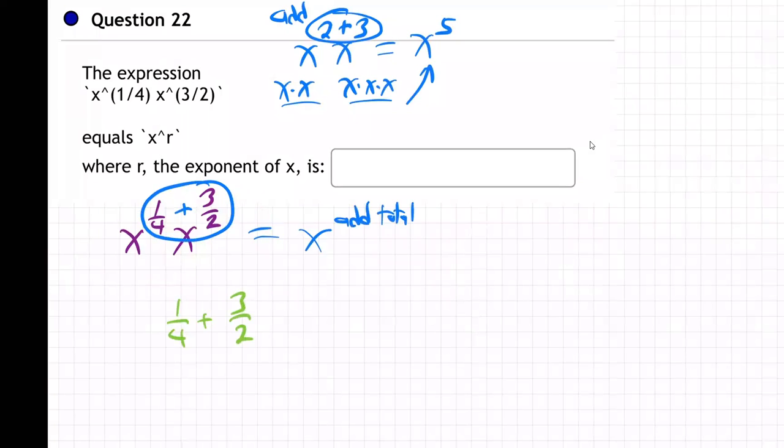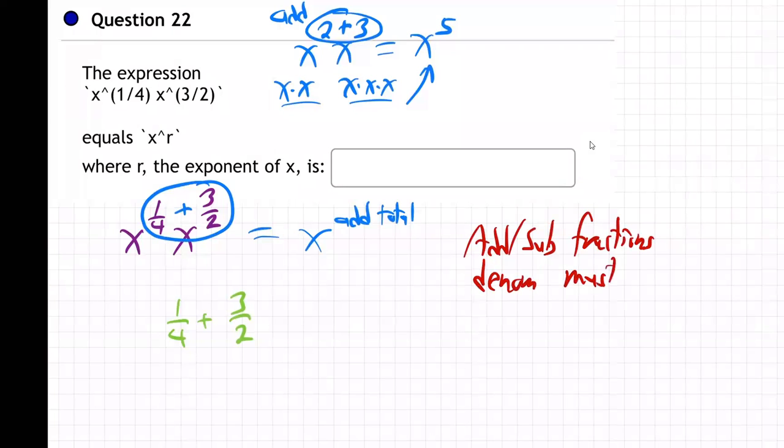How do you add fractions? Remember, you got to make the denominators the same. When you add or subtract fractions, denominators must be the same, common denominator, right? So that means you come to this guy and you multiply top and bottom by 2. Why? Because that'll make them both the same.